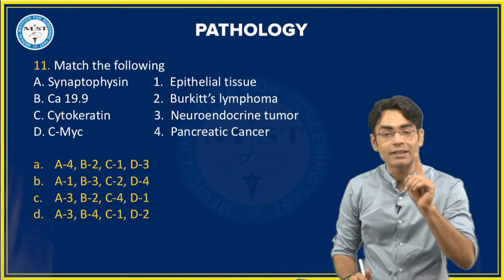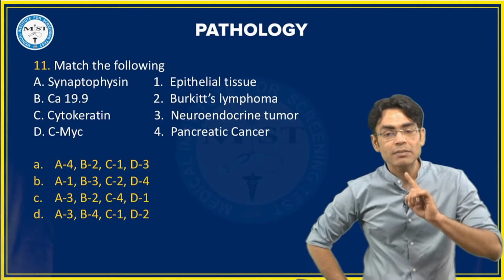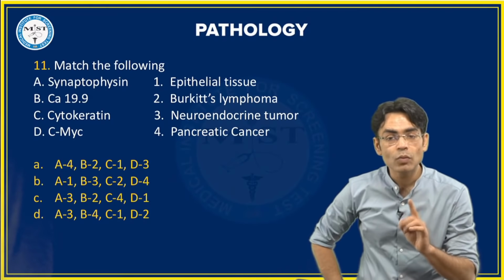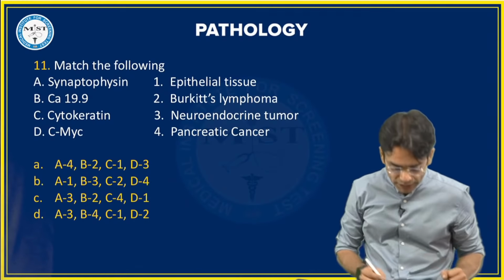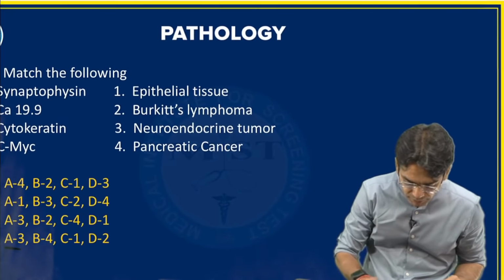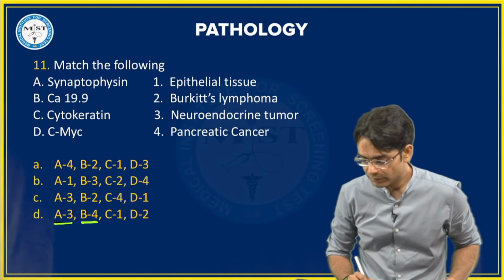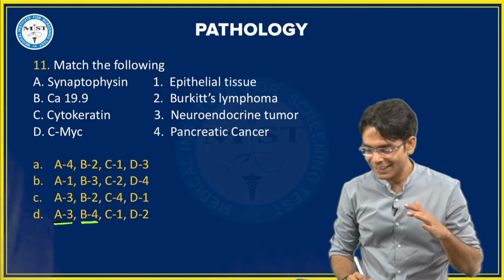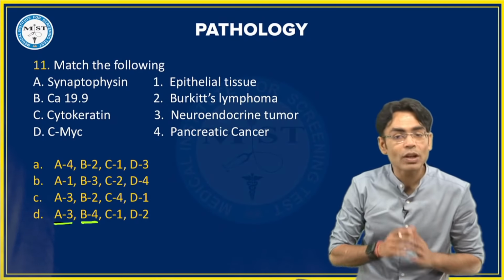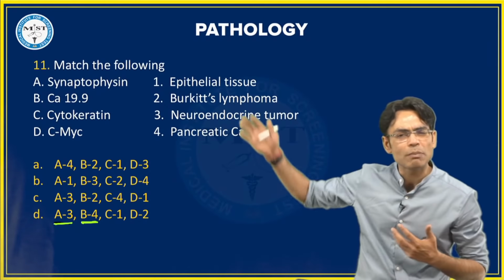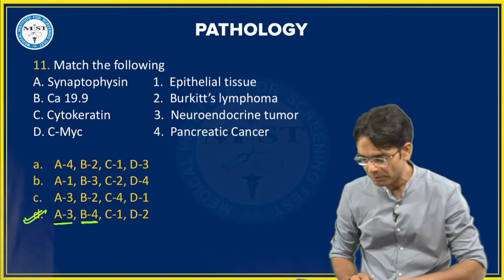The correct answer is synaptophysin and chromogranin, they are for neuroendocrine tumors. So A we have to match with 3. Then CA19.9, that's going to be with your pancreatic or colon cancer. So B will match with 4. So A3, B4. Very good. Yes, Shrijit, you are right. Cytokeratin is for any kind of epithelial malignancy. Then C-MYC, everybody knows, beta, C-MYC is for Burkitt's lymphoma. So the correct answer is D.